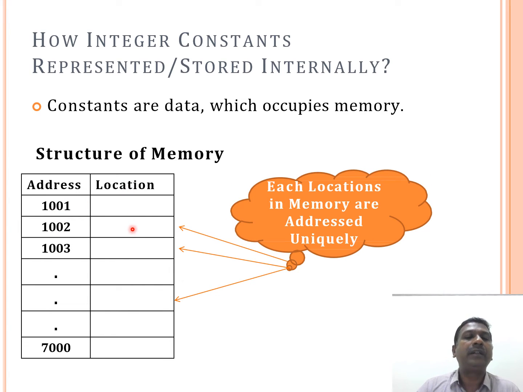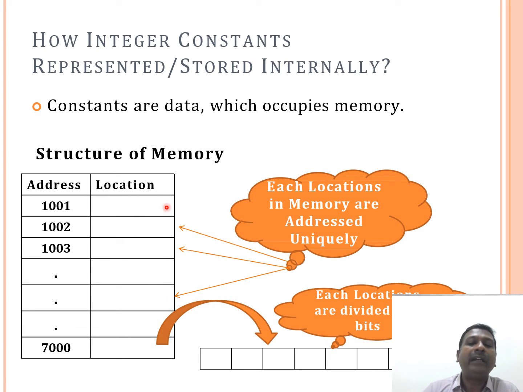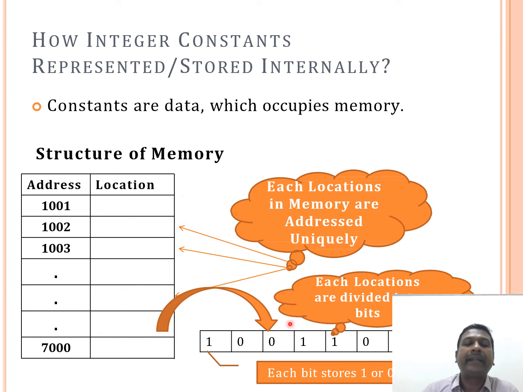Each and every location will be distinguished from one another with the help of a unique address. The data will be stored in these locations. And how are the data going to be stored in these locations? In terms of bits. Every location is divided into 8 bits. In each and every bit we can store either 1 or 0. You can store the information in the form of 1 or 0. 1 stands for on, 0 stands for off.